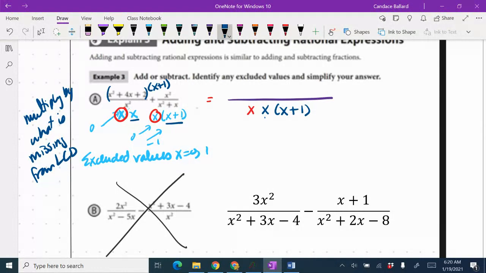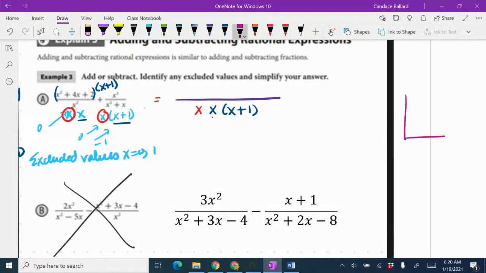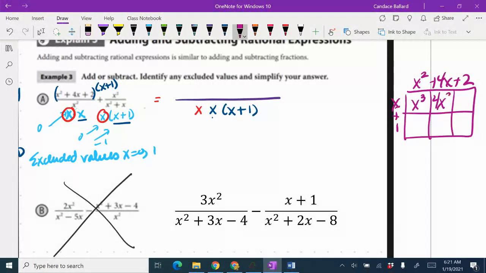They weren't very nice to us on that, were they? We're going to have to go ahead and do a box. I'm going to do it off to the side here. So my box would be x plus 1 down the side and x squared plus 4x plus 2 across the top. So I'd get x times x squared is x cubed. x times 4x is 4x squared. x times 2 is 2x. 1 times x squared is x squared. 1 times 4x would be 4x. And 1 times 2 is 2.